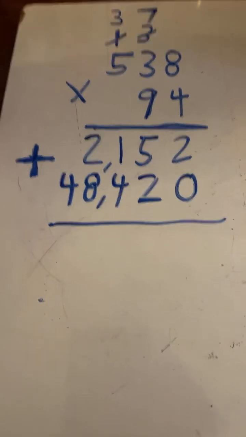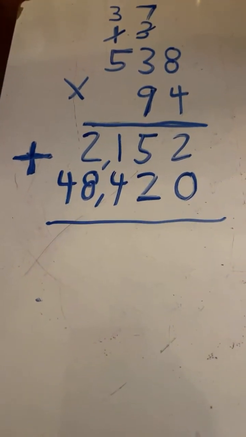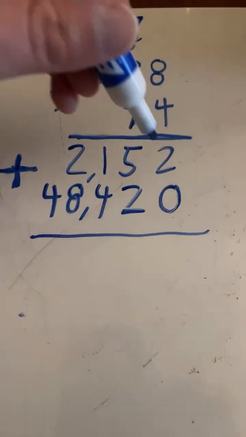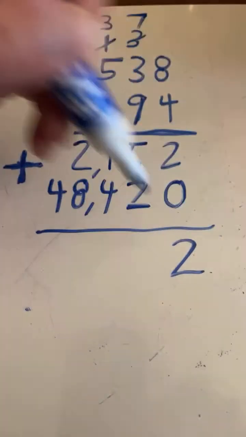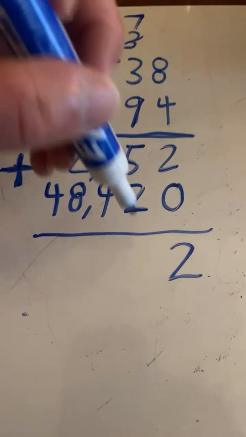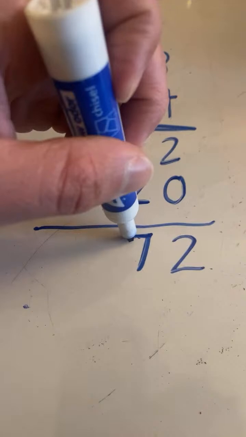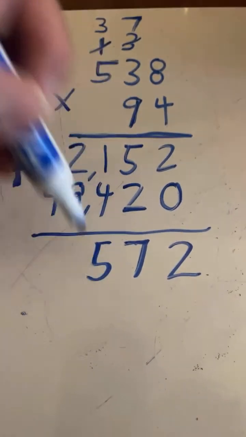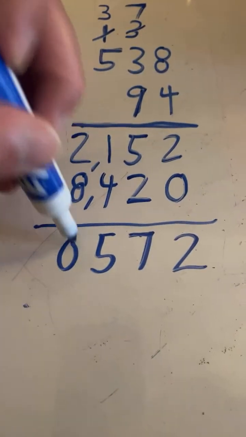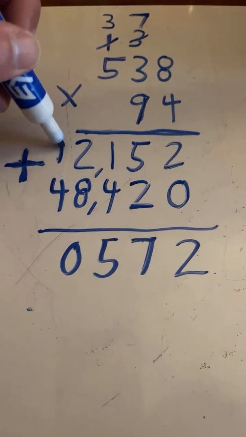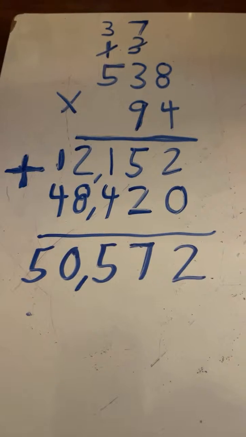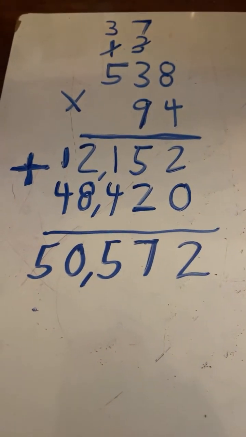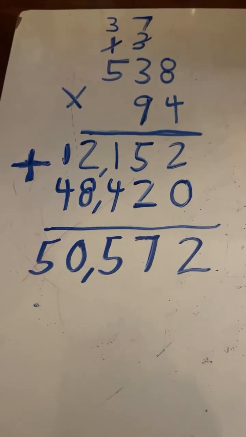So next, to get our final answer, we have to add these two numbers together. 2 plus 0 equals 2. 5 plus 2 equals 7. 1 plus 4 equals 5. 2 plus 8 equals 10. 0 carry the 1. And 1 plus 4 equals 5. And we have our final answer.